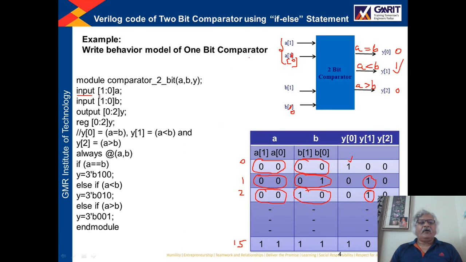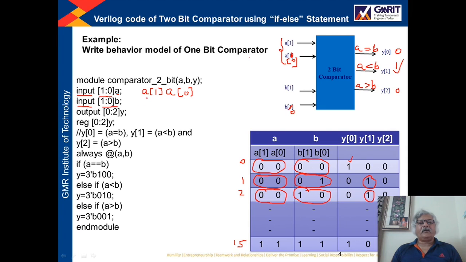input [1:0] A. So with this, what will happen? Two elements of a vector A will be created. One is A1 and another is A0. Now come to the next statement, input [1:0] B.